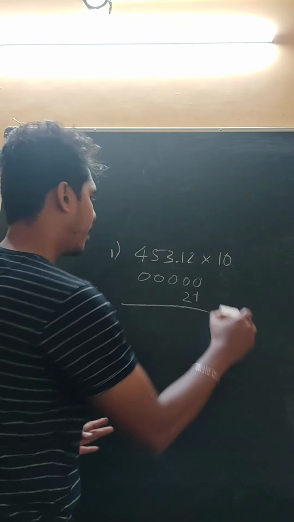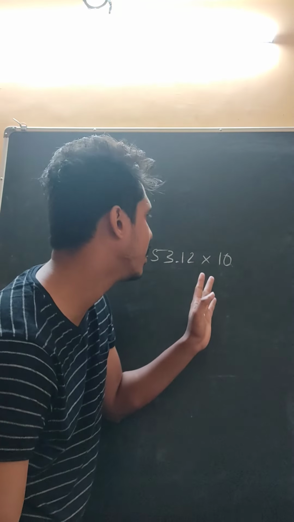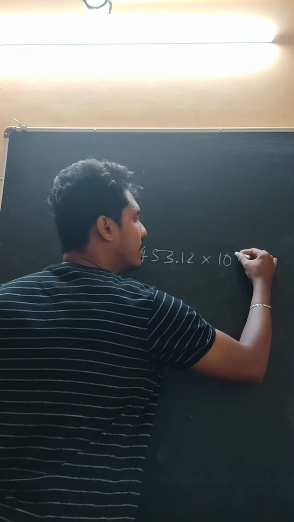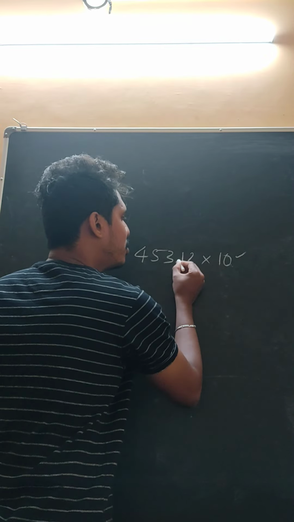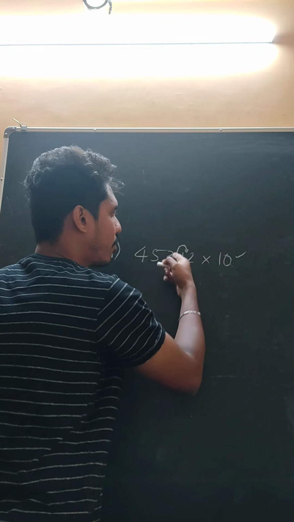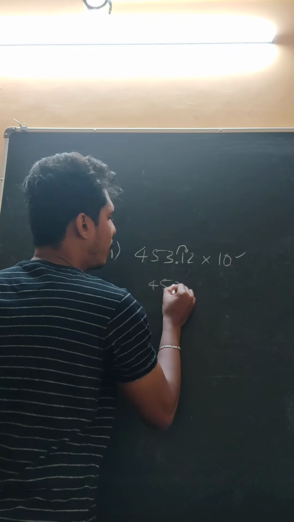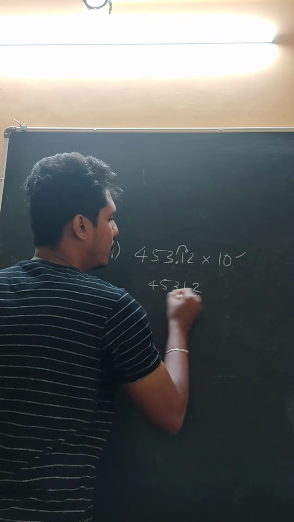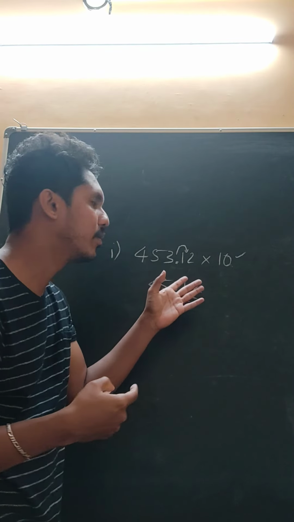But according to my technique, there is the easiest technique by which you can multiply very easily. If there is only one zero here, we have to push this decimal point after one house. So the decimal point comes here. See, the answer is 4531.2. You can just check using the calculator. Okay, I'll go with the next problem.